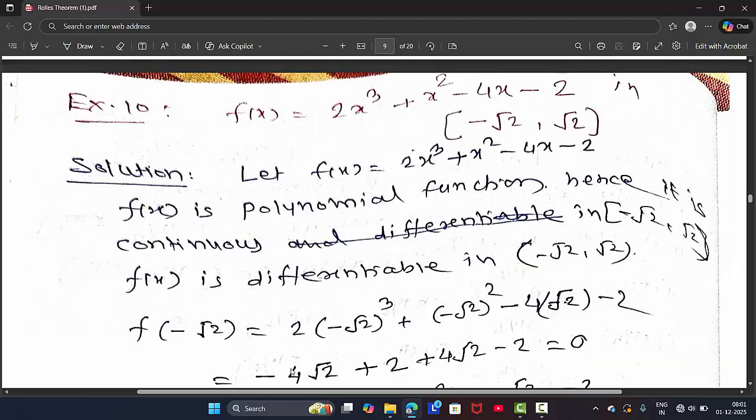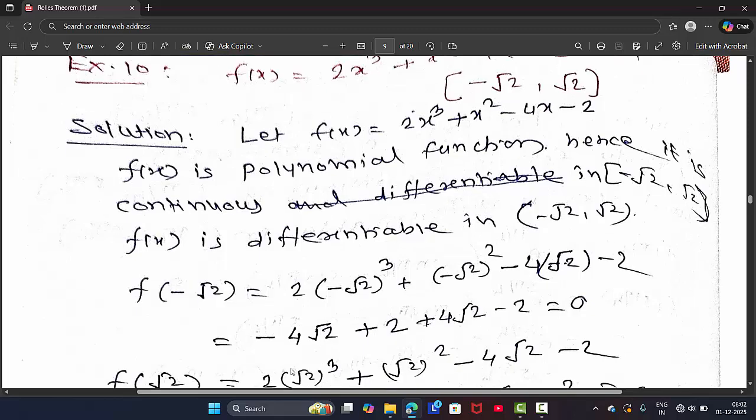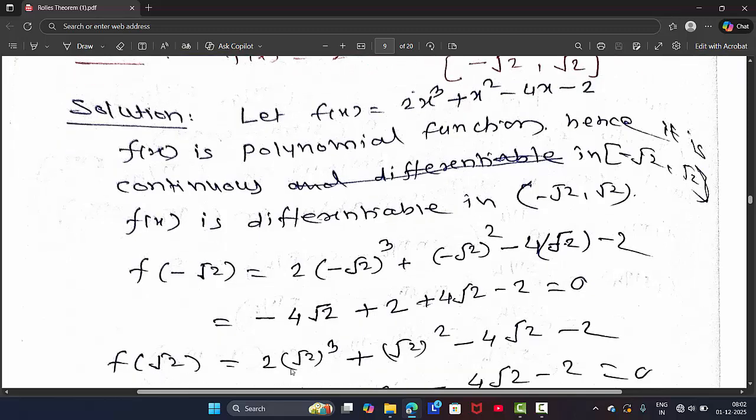10th example. Verify Rolle's theorem for the function f(x) equal to 2x³ + x² − 4x − 2 in the closed interval [−√2, +√2]. Let f(x) equal to 2x³ + x² − 4x − 2 is given. f(x) is a polynomial function, hence it is continuous everywhere and hence it is continuous in the closed interval [−√2, +√2]. f(x) is also differentiable in the open interval (−√2, +√2).